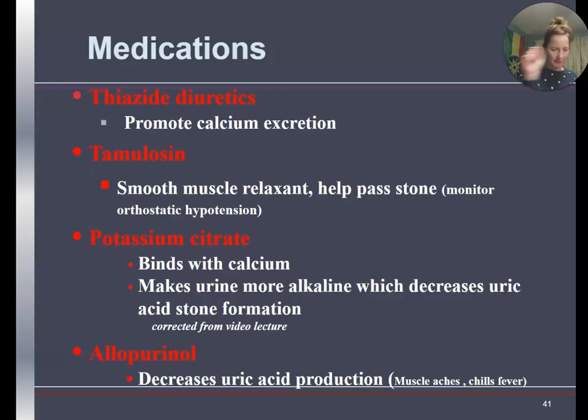Tamsulosin. So circle this one for me. Tamsulosin is really important because it helps relax the smooth muscles of the system so you can pass the stone. And they're still going to scream and yell, but it helps them get it out. The problem with giving them the tamsulosin to help them pass the stone is that it will drop their pressures. So you have to monitor for that change in position blood pressure, orthostatic hypotension.